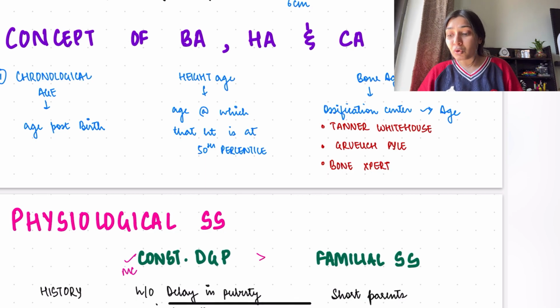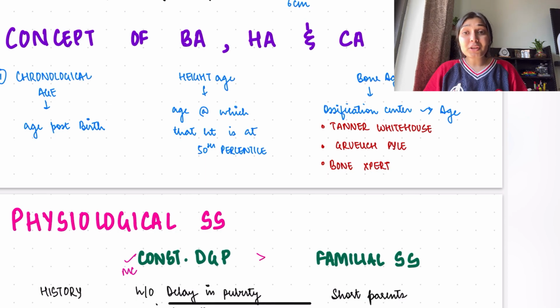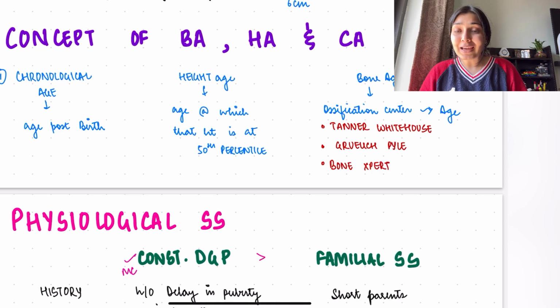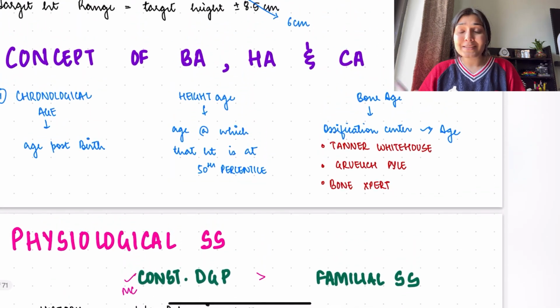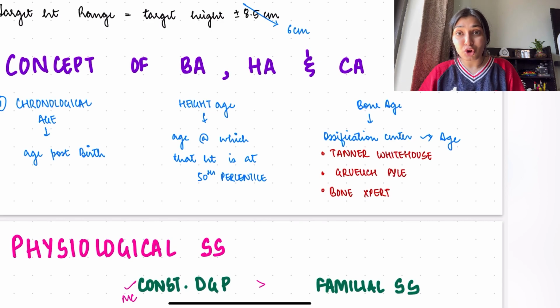Same goes for bone age. Bone age, depending on the number of ossification centers, we calculate the bone age. There are various methods: the Tanner-Whitehouse method, the Greulich-Pyle method, and the Bone Expert app, in which you can feed in the X-rays and get an estimated age of the child, right? So now we know the concepts of bone age, height age, chronological age, as well as the concept of target height and target height range.